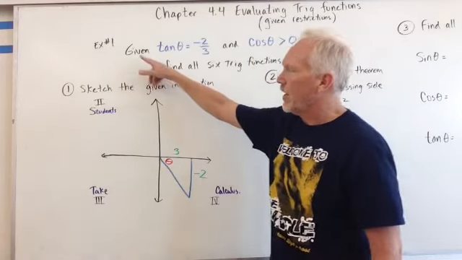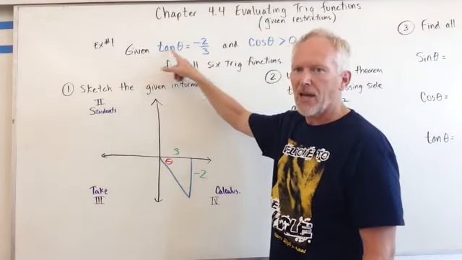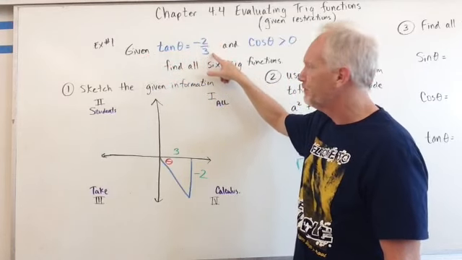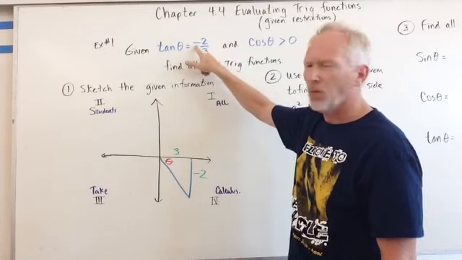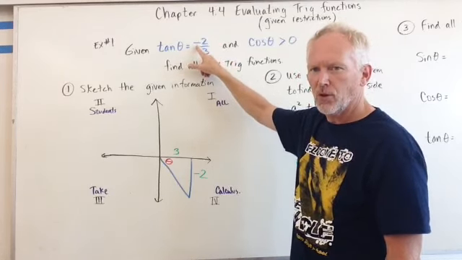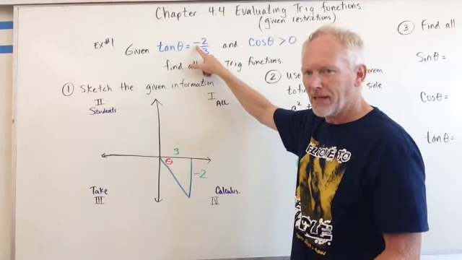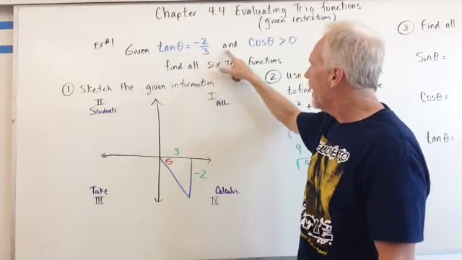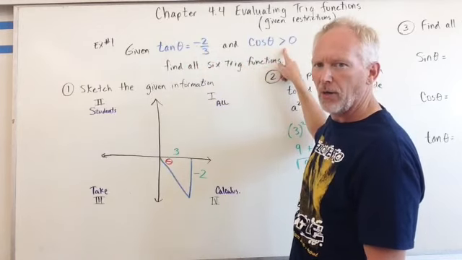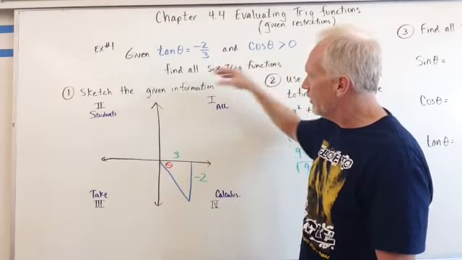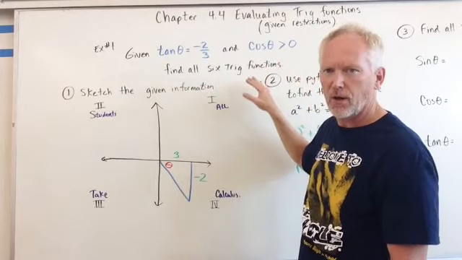So it says, example, given that tangent of theta is negative 2 over 3, and we'll look at where this negative is placed in a moment, but we should be able to understand what that means and how it describes the angle. And cosine is greater than 0. So this means that cosine is positive. And they say find all 6 trig functions.